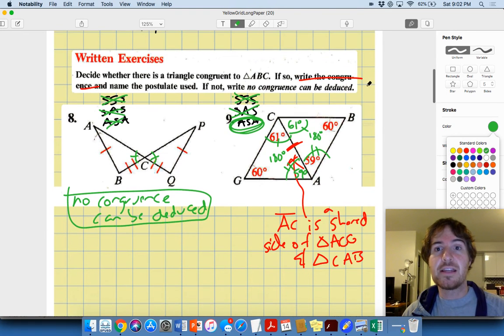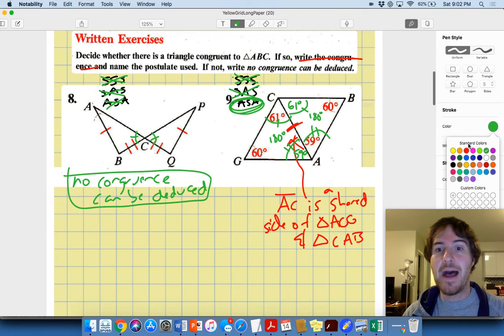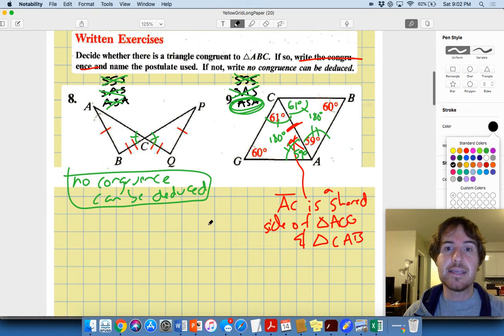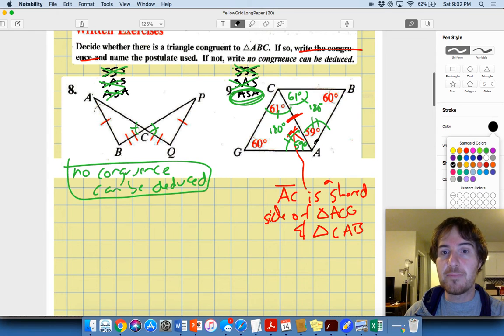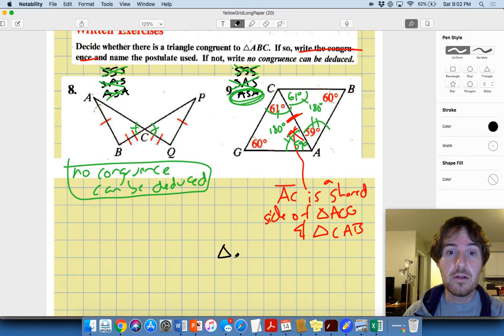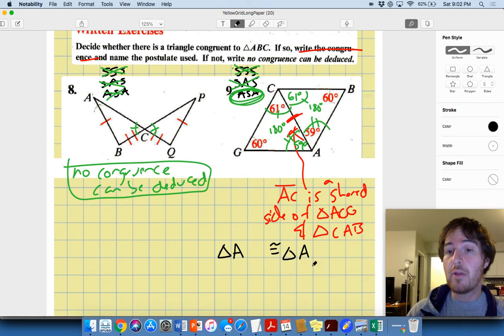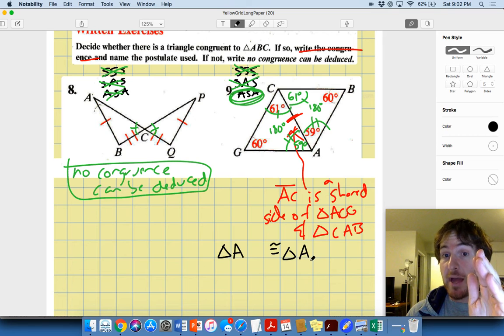Okay, so what I have to do is I need to write the congruence and name the postulate. The congruence is the tricky part, I think. So angle GAC corresponds to angle BAC. So we need to make sure we mention the A's at the same time. And that actually makes it a little bit easier, I think. So triangle A, and I'm going to put this congruent symbol here, and triangle A. I didn't write all three letters down here, and I didn't write all three letters down here, because I'm trying to map the correspondence here.